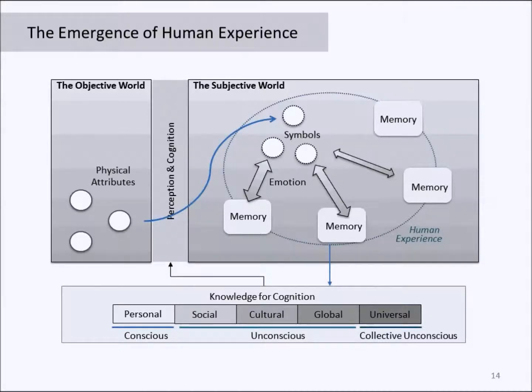Concretely, we can illustrate the emergence of human experience in this diagram. The physical attributes of the objective world are perceived and interpreted by our knowledge of cognition, and then become symbols in the subjective world. These symbols elicit emotions and cue old memories. Therefore, new experience aggregates and emerges in the subjective world.